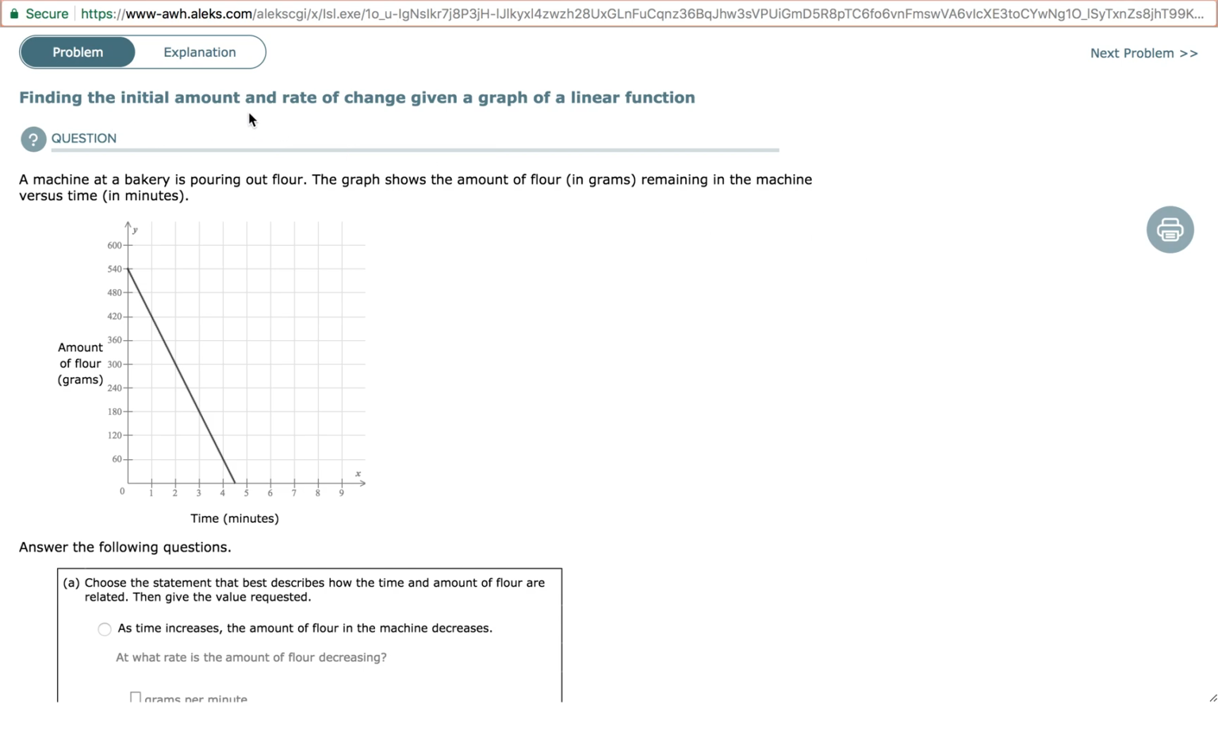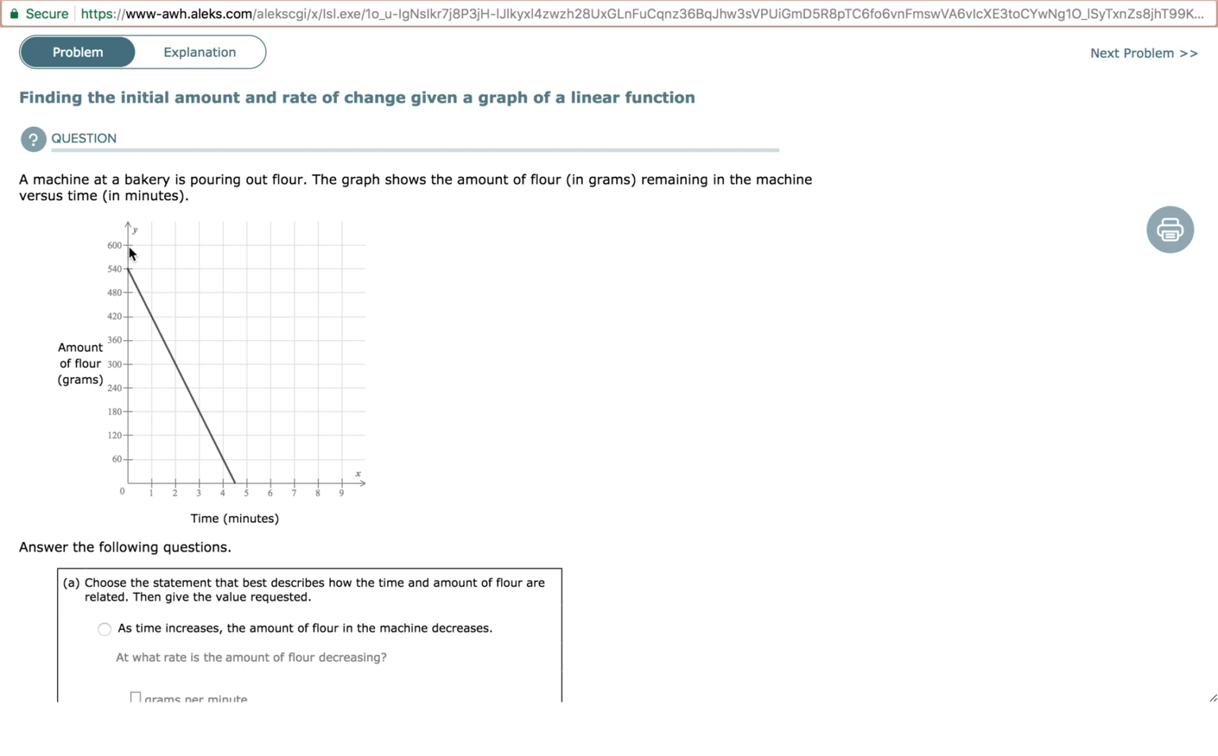Finding the initial amount and the rate of change given a graph of a linear function. So in this problem, not only are we finding the rate of change, which is another phrase or term used for slope, but we are also finding the initial amount, which we'll later refer to as the y-intercept. So let's start by finding the initial amount.